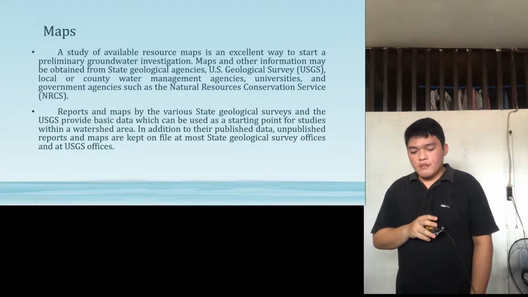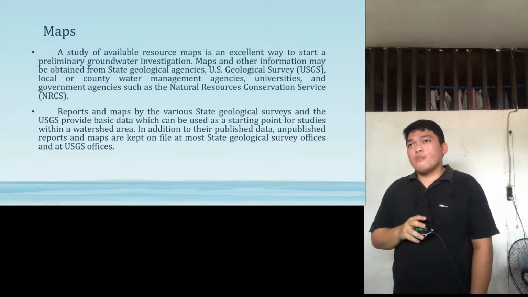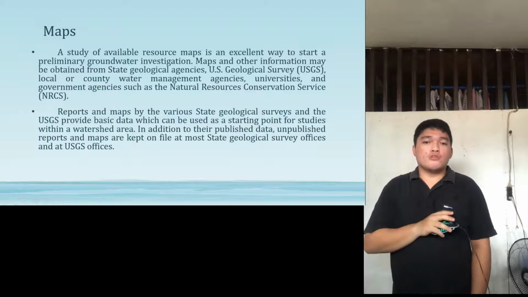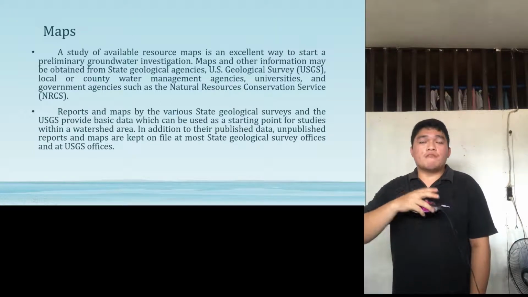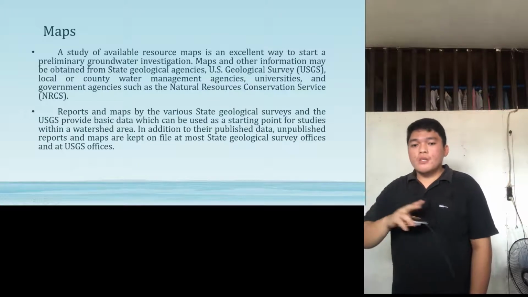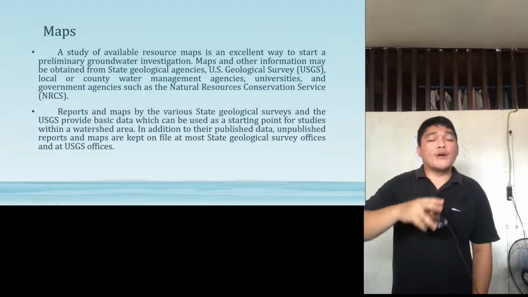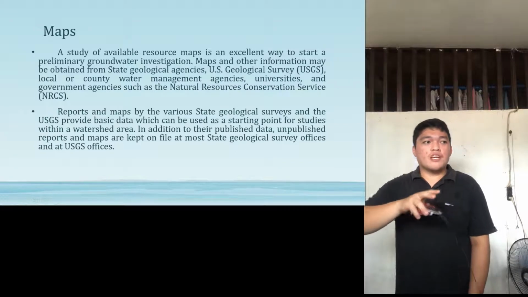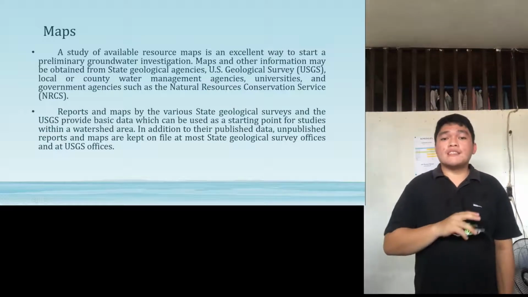So, of course, if we do investigations in our water resource, we really need maps to start our investigation, because if we don't have a map, we don't know where to start our investigation. So first, we really need maps.